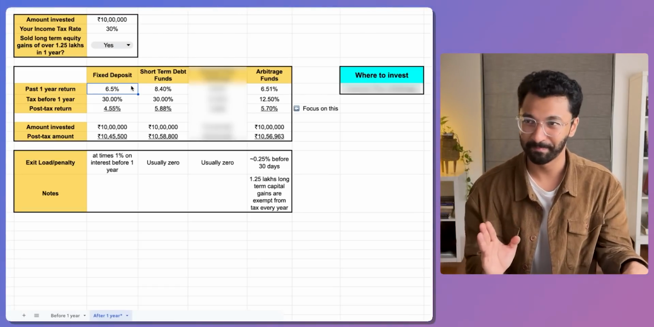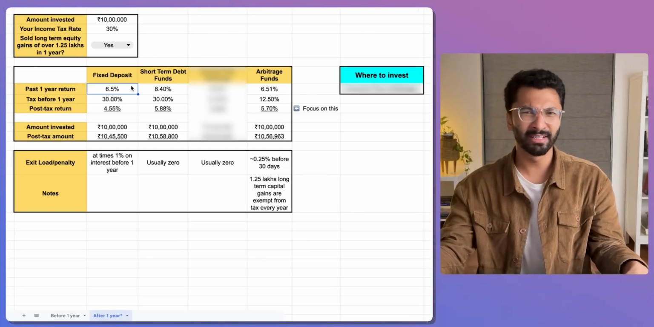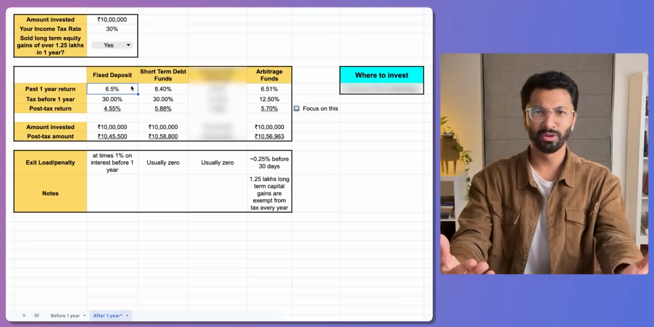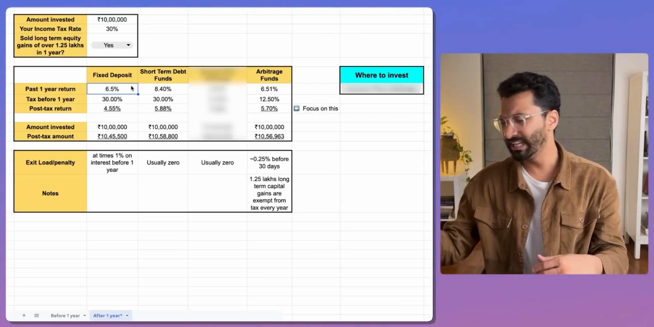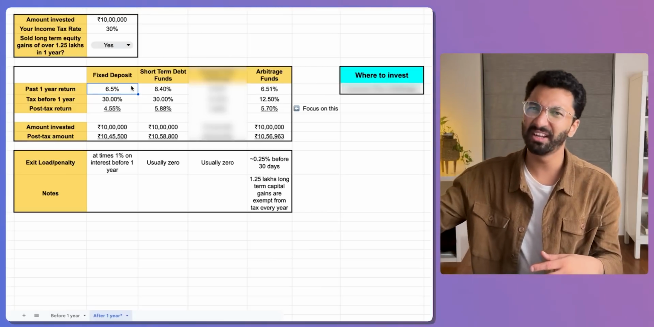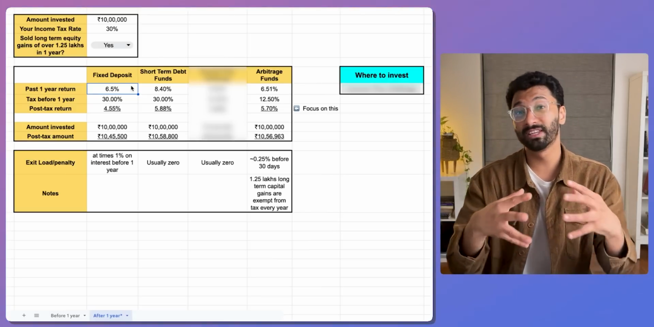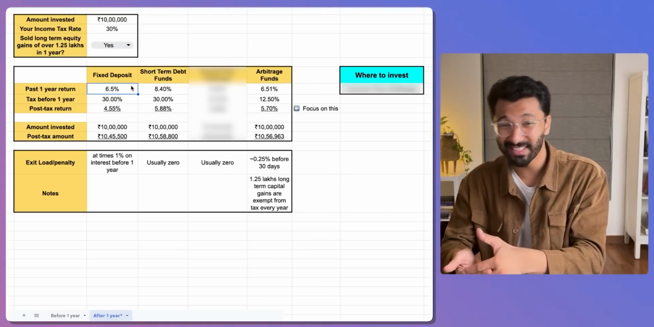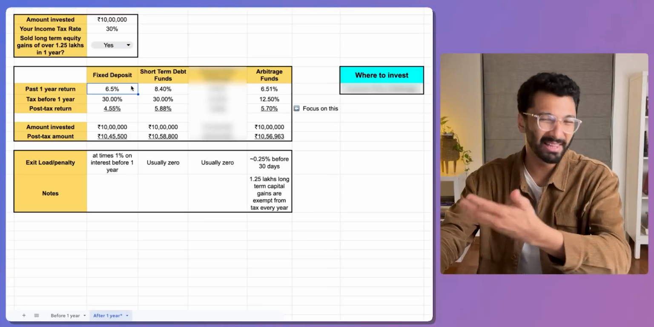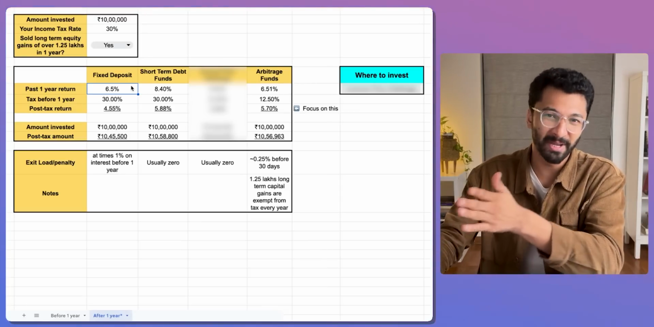short-term debt fund. Short-term debt funds, the other advantage they offer is that they're very liquid. So if you invest today, want to redeem that money 3 days later, 3 months later, 1 year later, there is no fixed tenure for which you have to stay invested like an FD. That's why as well, they just are winners for me compared to FDs.